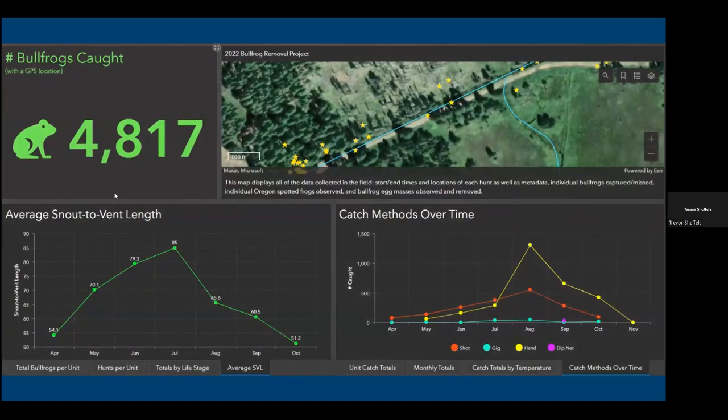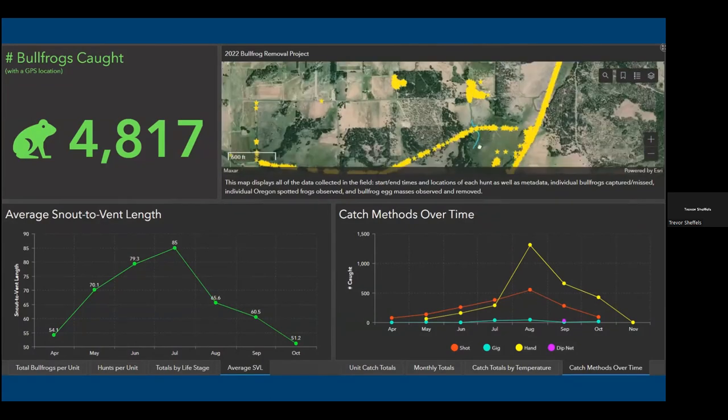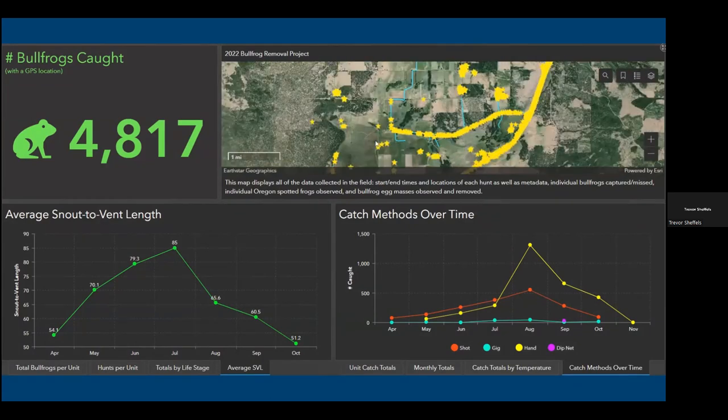Over here on the left, we have the number of bullfrogs caught that had an associated GPS location. So this map only represents the frogs that were entered into Field Maps and have an individual GPS location, which represents about 40% of the total number of frogs caught in 2022. So keep in mind that the rest of these graphs and charts are only representing that 40%.